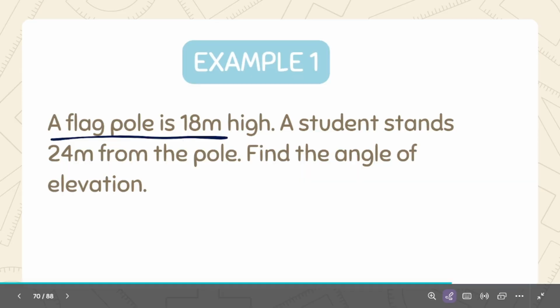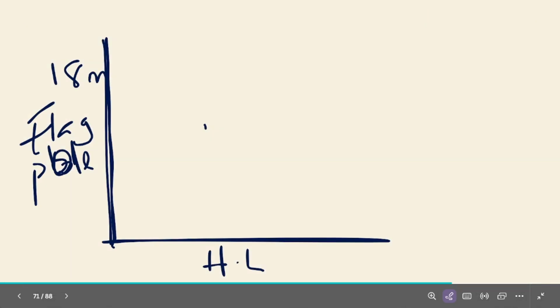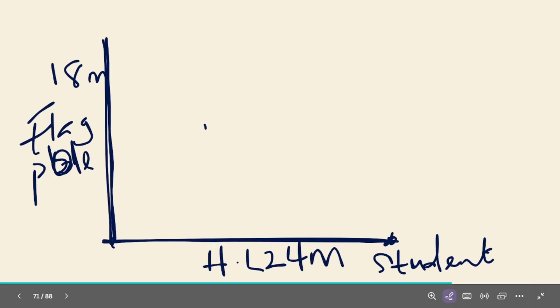So a student is standing what? 24 meters from the pole. So if this is the pole and the student is standing 24 meters, definitely the student cannot be standing up. The student has to be standing on this horizontal ground. So you can just assume this to be where the student is. So if the student is here and they say it's 24 meters from the pole, it means here is 24 meters.